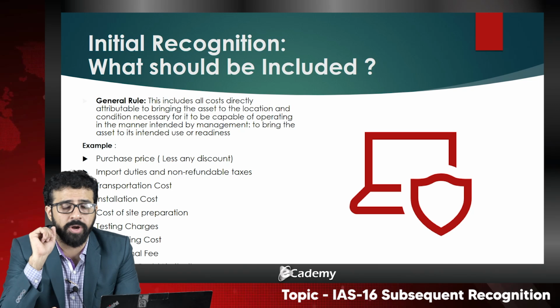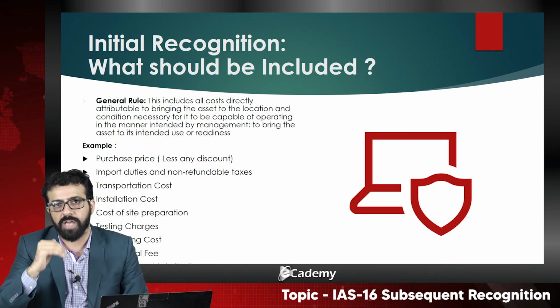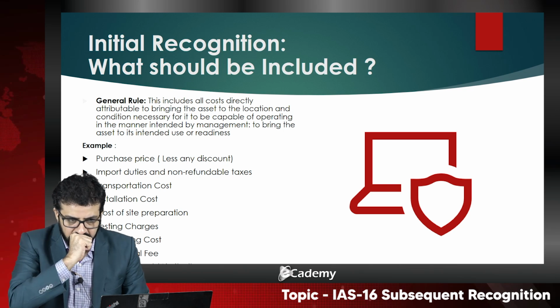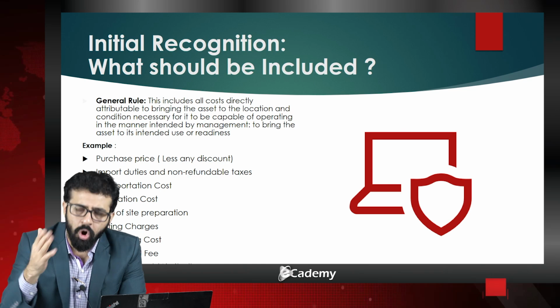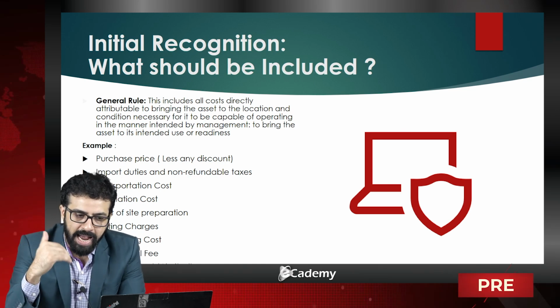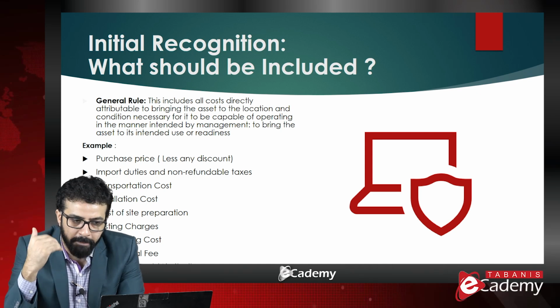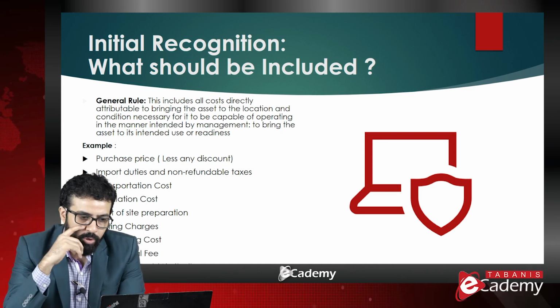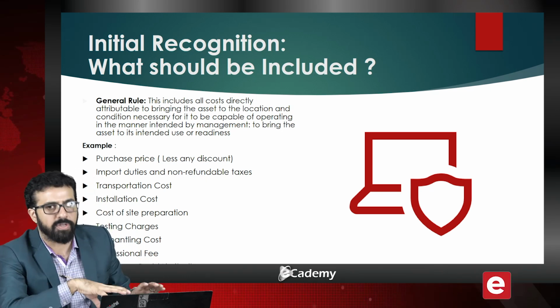And what is the component of cost? What cost accumulated becomes a part of the asset's value? So we were discussing the general rule: all costs directly attributable to bringing the asset to the location and the condition necessary for it to be capable of operating in the manner intended by management, to bring the assets to intended use or readiness. I've explained this in detail in the previous part of the section.